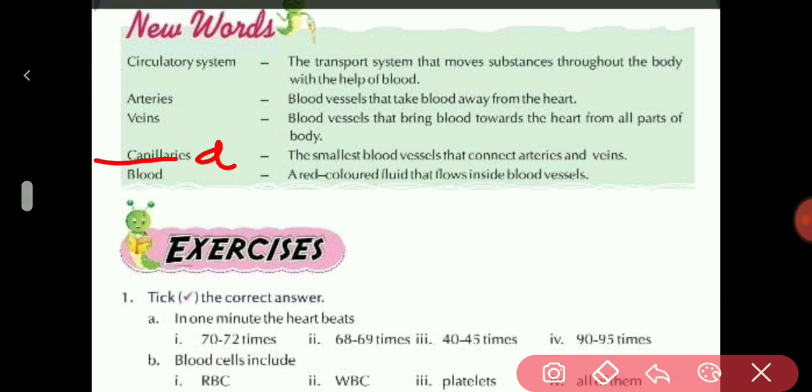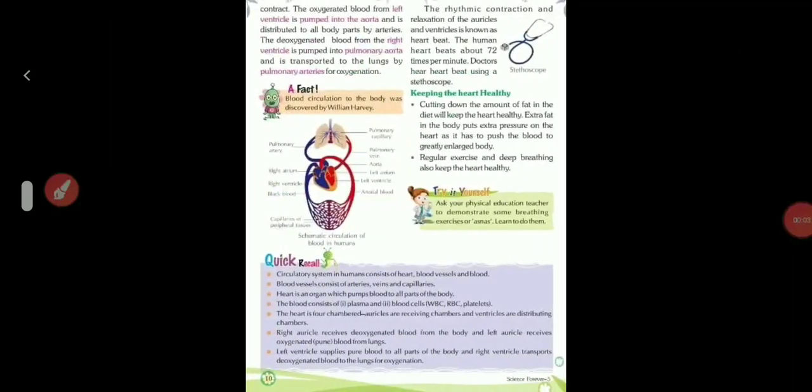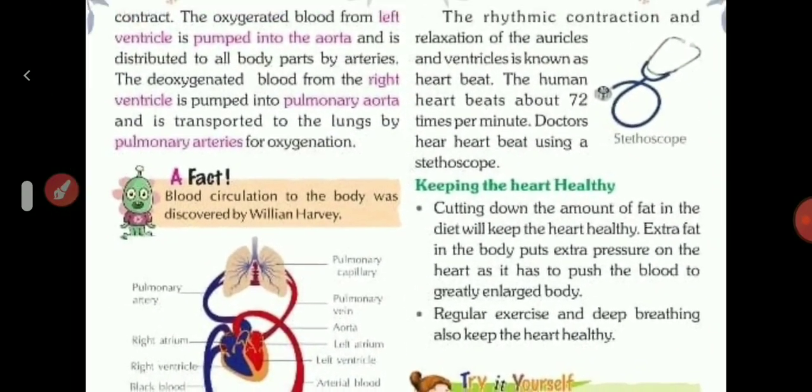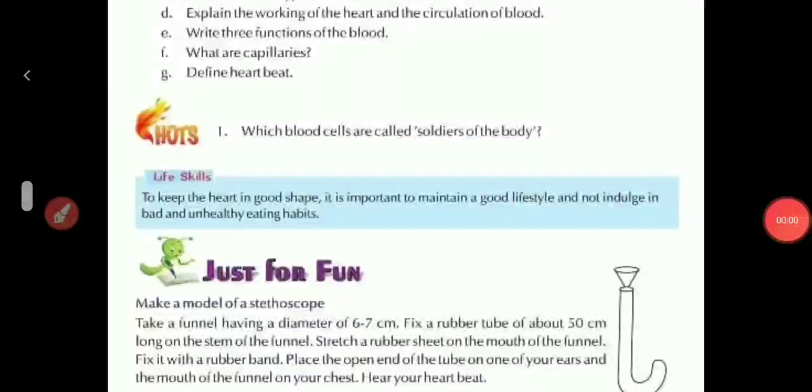Capillaries are the smallest blood vessels that connect arteries and veins. G part. Define heartbeat. Write the answer from here. The rhythmic contraction and relaxation of the auricles and ventricles is known as heartbeat. This is the answer.